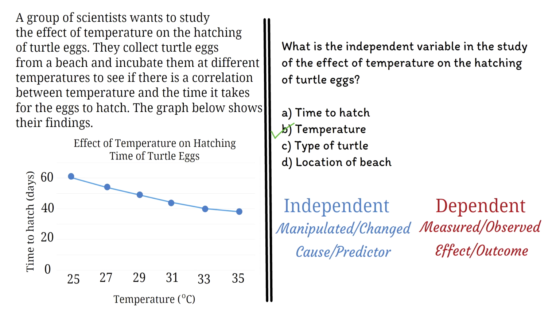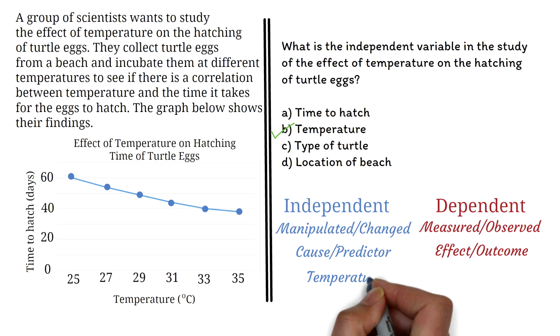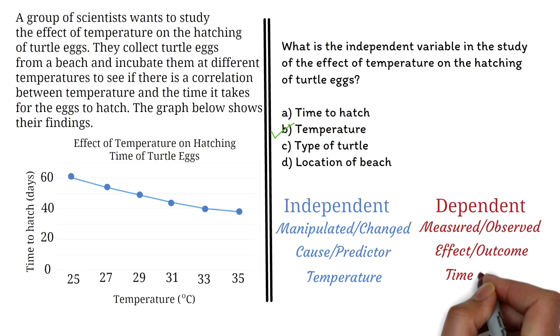For example, in the study of the effect of temperature on the hatching of turtle eggs, the independent variable is the temperature, which is being manipulated by the experimenter, while the dependent variable is the time it takes for the eggs to hatch, which is being observed and measured. The experimenter is interested in observing how changes in the independent variable, temperature, affect changes in the dependent variable, time to hatch.